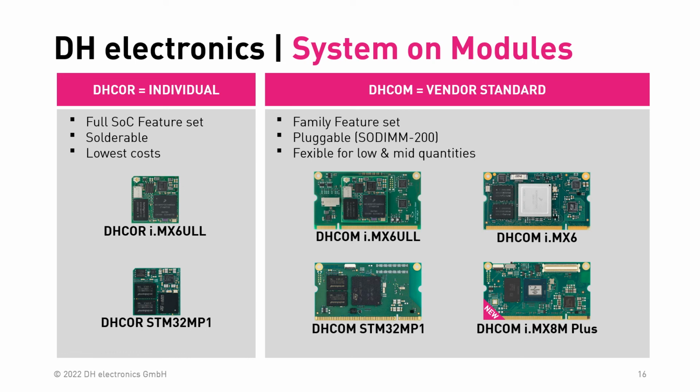Here we have a flexible family concept, meaning all DH-COM system on modules can be used on a single mainboard, which is designed according to the DH-COM standard. This is perfect for low and mid quantities. As connector, we are using the well-known SODIMM 200 with an additional Molex high-speed connector. The additional connector is only needed if you need advanced interfaces like PCI Express, USB 3, or, for example, HDMI. Therefore, you can reduce the costs if you only need standard interfaces, because then you only need the SODIMM 200.